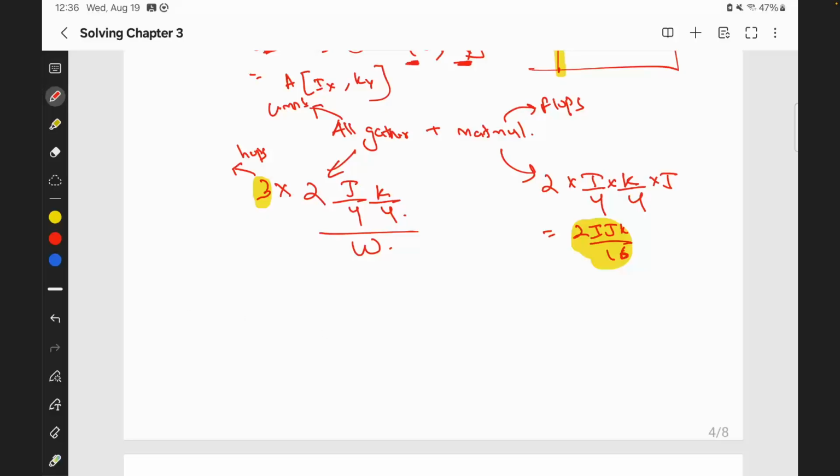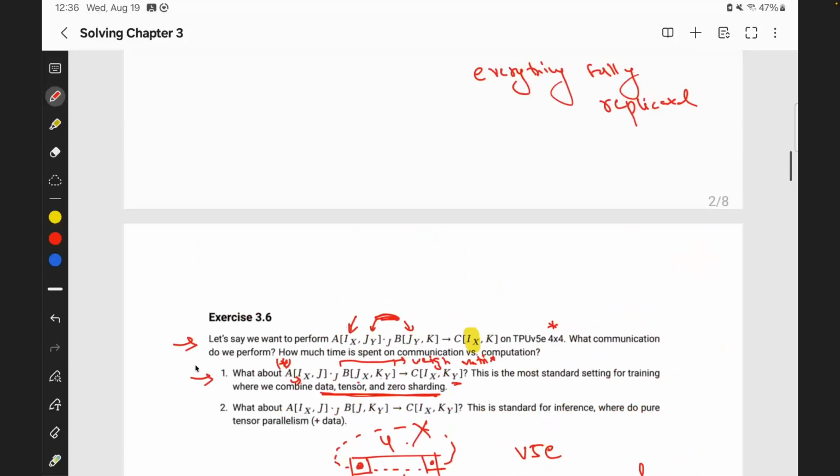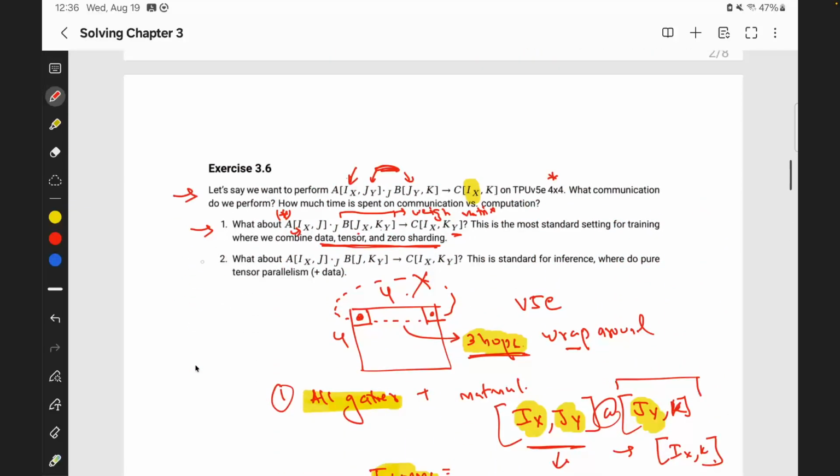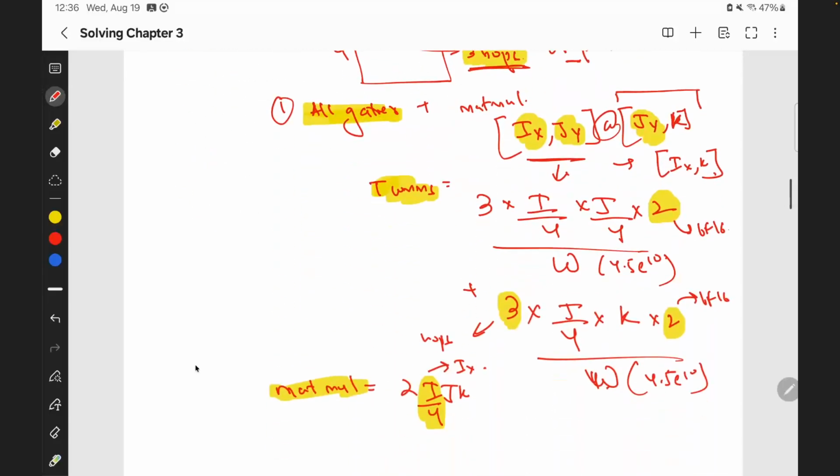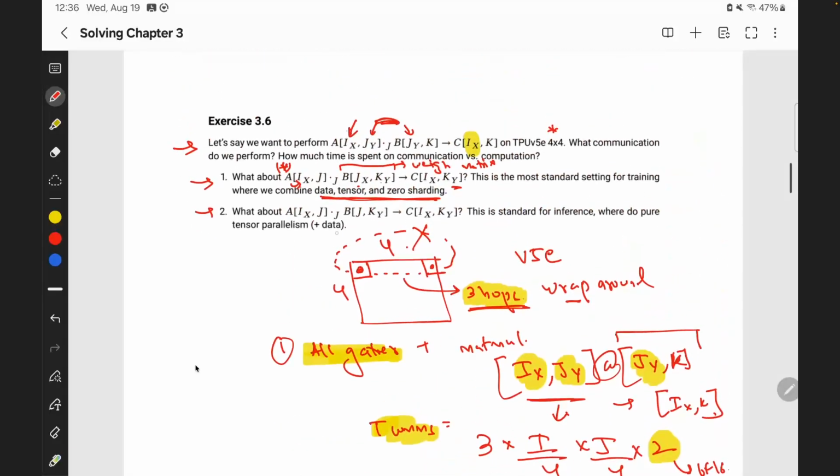And there was another question here, this one. If we have this setting where it is IX,J and J,KY, and it said that you use that during inference, and during inference you don't need to. So during inference there are no activations.